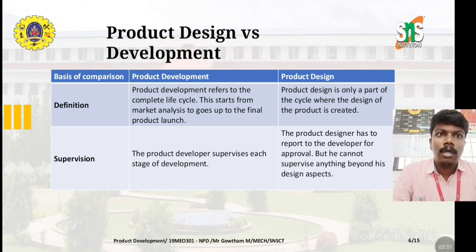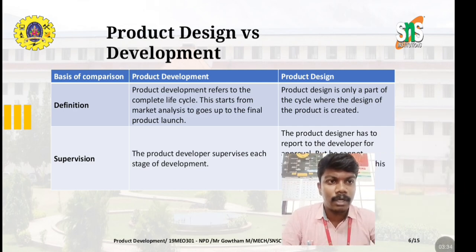Here is product design versus product development. Product development refers to the complete life cycle, which starts from the market analysis and goes up to the final product launch. Product design comes under only the design part. We have to create the cycle for the design and validate the design. Next one is supervision. The product developer supervises each stage of development. The product designer has to report to the developer for approval. So these are the two major differences between product design and product development.